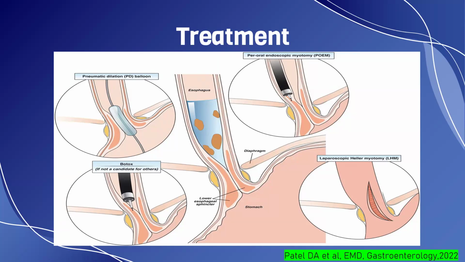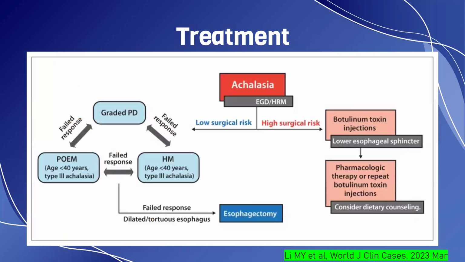Sir, we can cut a long portion of the muscle. This is the spastic type, where there will be severe spasm. So the longer the myotomy, the results are better, and that is achieved by POEM rather than surgical.